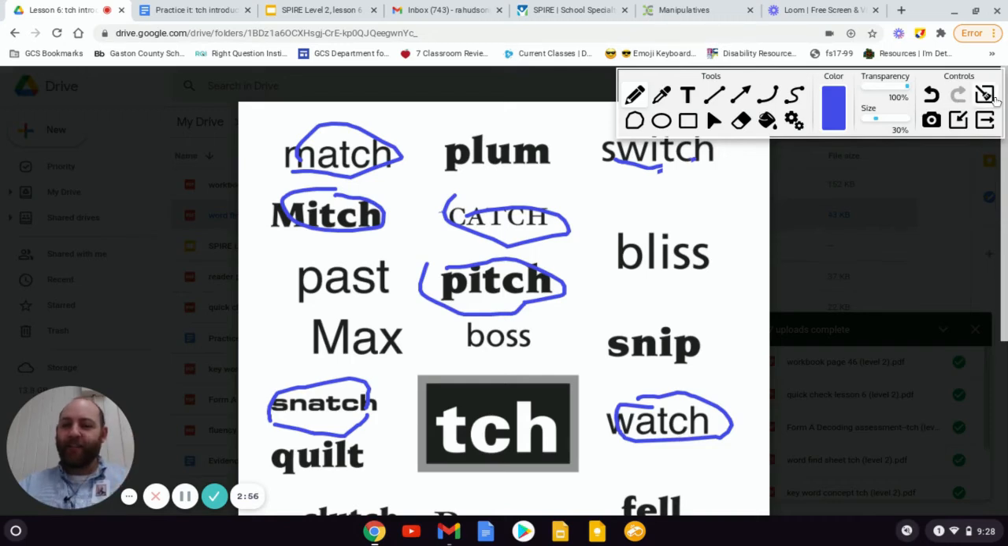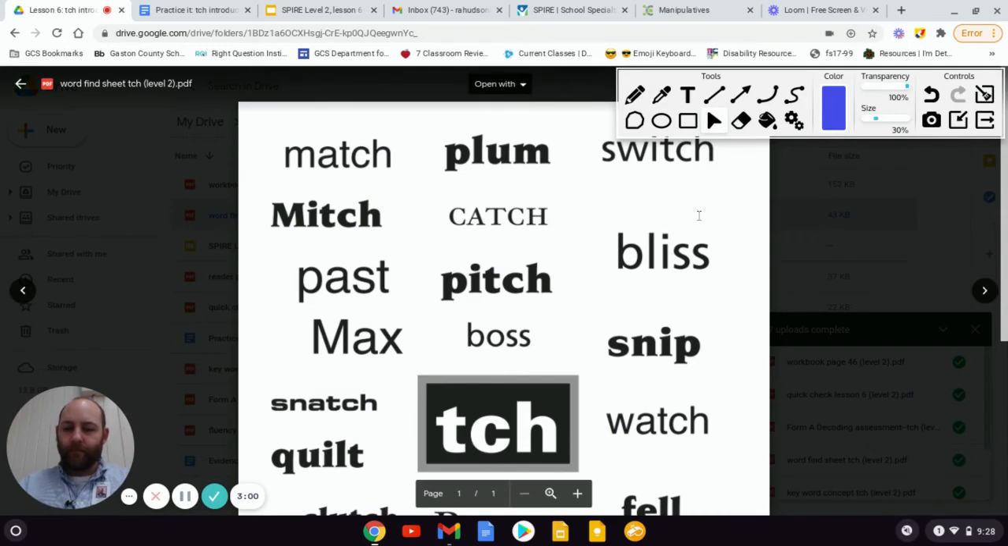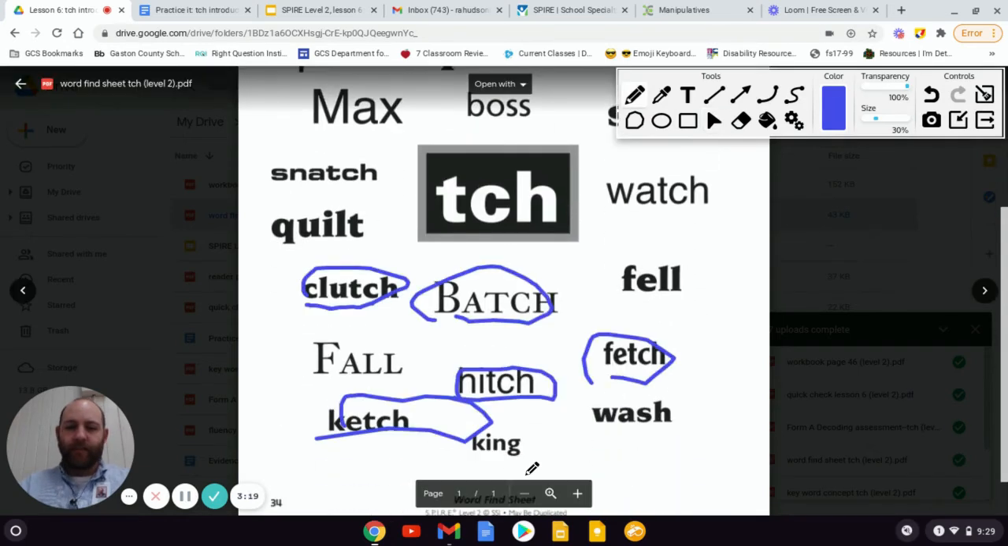All right, let's scroll down. Let's go ahead and clear this and scroll down. Okay, so let's read these words together. Clutch. We use this word in baseball too. Clutch meaning that you did something really well when there was a lot of pressure to do something really well. You do it in the clutch. Also, clutch is a type of mechanical thing on a car.